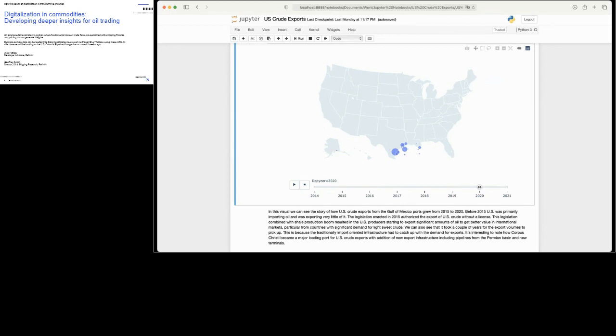Another interesting thing to see in this visual is how Corpus Christi became a major loading port for US crude exports with the addition of new export infrastructure, including pipelines from the Permian Basin and new oil terminals.